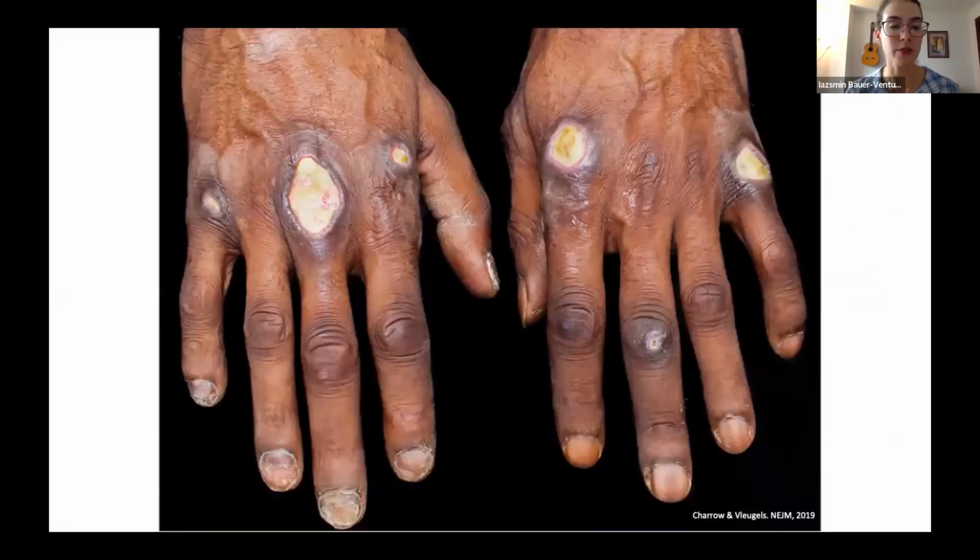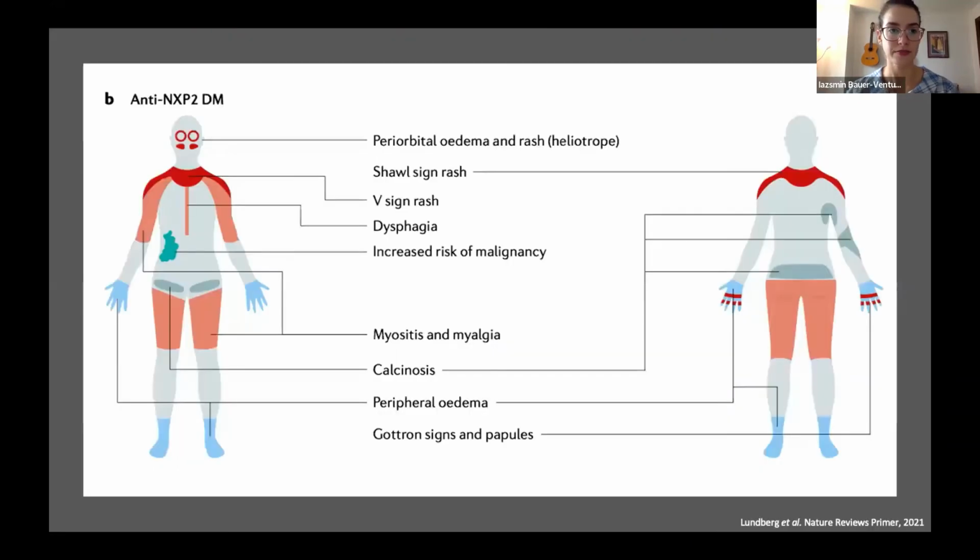This is a very typical presentation of MDA5 positive dermatomyositis that is very unique to this antibody. It is ulcerations in the hands, sometimes in the hard palate as well, not only affecting the dorsum, but the palms too, and it's very typical of MDA5 dermatomyositis.